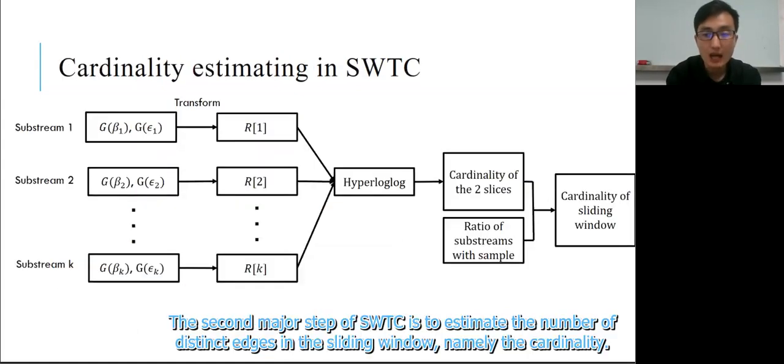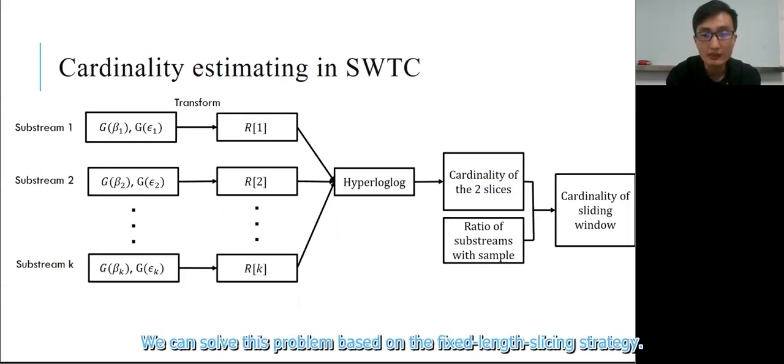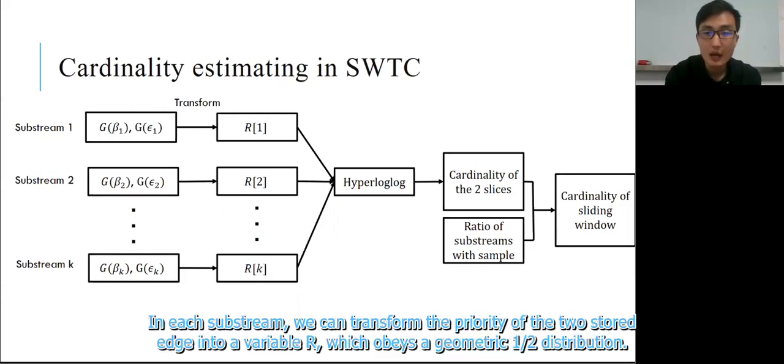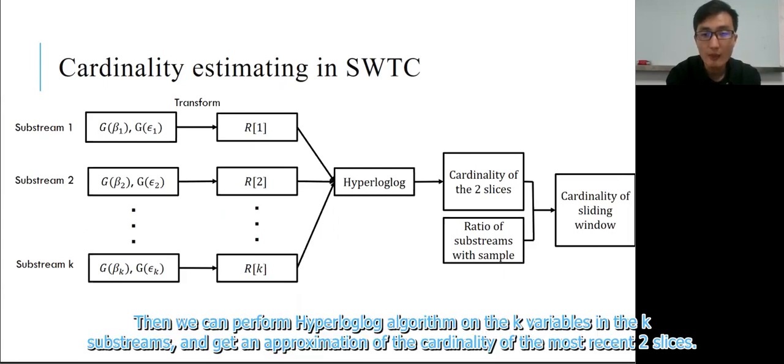The second major step of SWTC is to estimate the number of distinct edges in the sliding window, namely the cardinality. We can solve this problem based on the fixed length slicing strategy. In each substream, we can transform the priority of the 2 stored edges into a variable R, which obeys a geometric one-twice distribution. Then we can perform the HyperLogLog algorithm on the k variables in the k substreams and get an approximation of the cardinality of the most recent two slices.